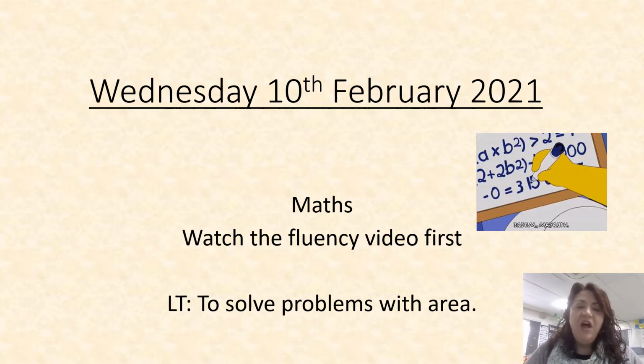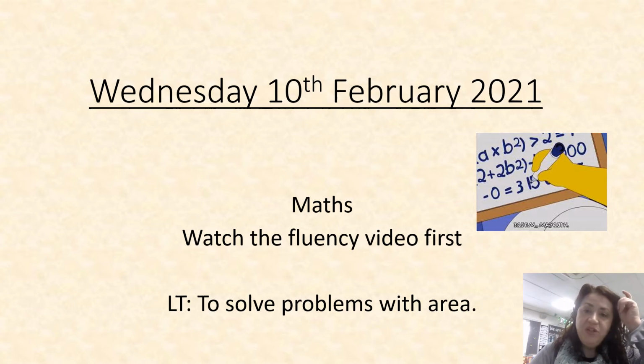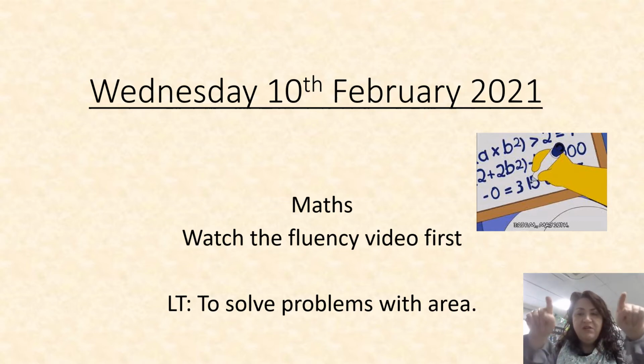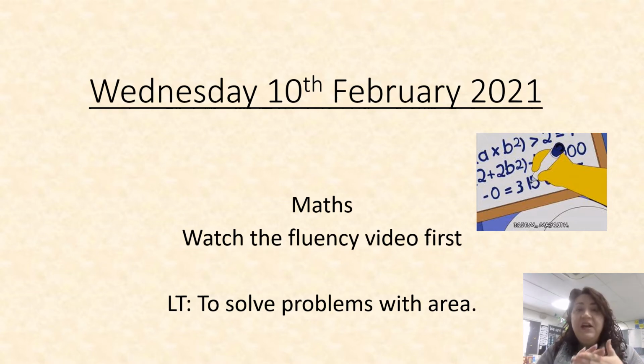Okay, so the learning target today is to solve problems with area, but as I say, that will include perimeter as well. So it's really important that we remember the difference between the two. So remind me with the actions, perimeter is the walk around the outside of the shape. So it's the distance around the outside, and it's just measured in units, whether that's centimeters, millimeters, meters, kilometers, it's just the unit itself. And then area is the space a shape takes up.